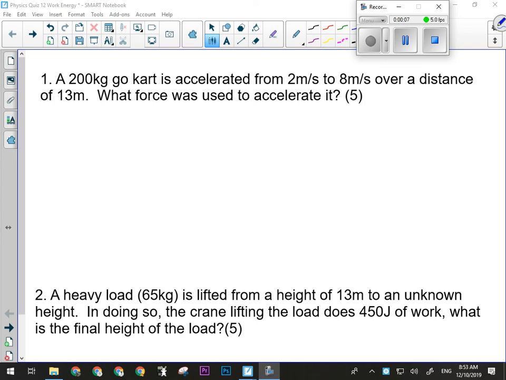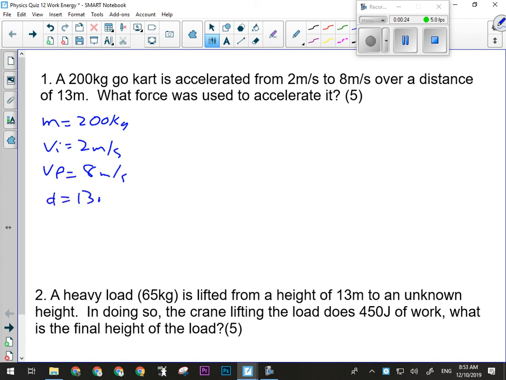So, 2 work energy theorem problems. Question number 1. We have a mass given to us of 200 kilograms. We have an initial speed of 2 meters per second. We have a final speed of 8 meters per second. And it's over a distance of 13 meters. All right, so those are our givens. Give them 1 mark for that.